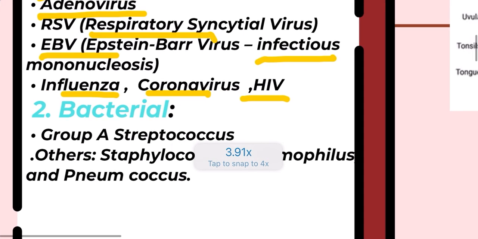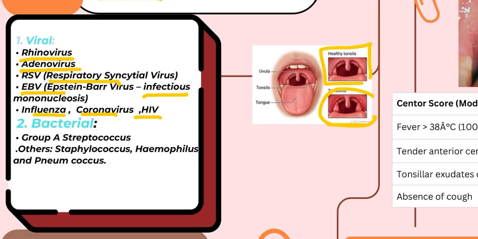Regarding the bacterial causes of tonsillitis, the most important causative organism not to be forgotten is group A beta hemolytic streptococcus. Another name is Streptococcus pyogenes. Other causes are Staphylococcus aureus, Haemophilus influenzae, and pneumococcus.